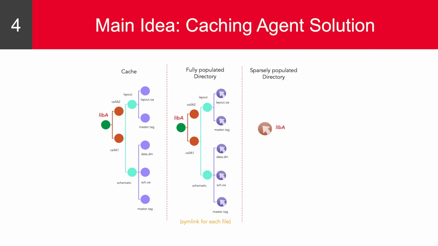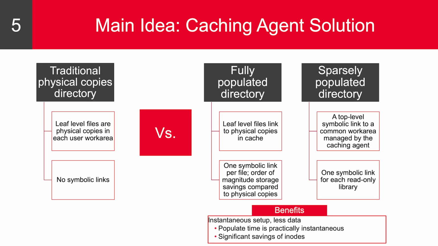And here is the other mode that we have, where you could have a sparsely populated directory, which is just one link pointing at the very top level of library A. It's just a link pointing directly to the cache. So the user work areas, think about it. How much space are we saving in all these user work areas by not unnecessarily replicating all the data physically on there, right? So the benefits of this, right?